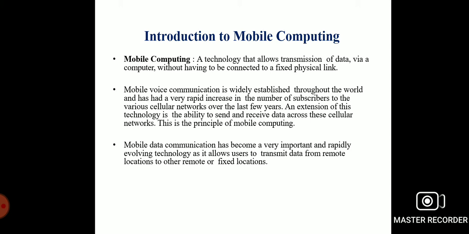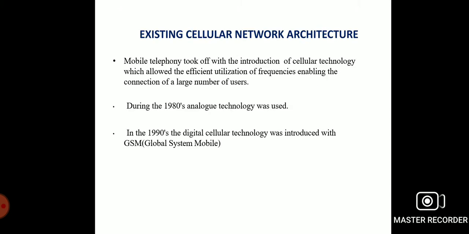Now we are moving to the existing cellular architectures. Mobile telephones took off with the introduction of cellular technologies, which allowed the efficient utilization of frequencies, enabling the connection of a large number of users. During the 1980s, analog technology was first introduced, and further in the 1990s we introduced digital cellular technology with the GSM module. It is the first generation of the digital cellular technology.